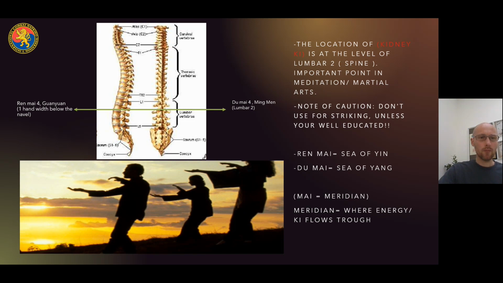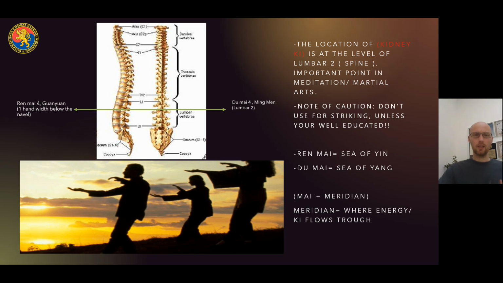When you see this line on the left part, it's located at Renmai 4, and when you put your hand on your navel, with your index finger on the navel like this, and you go under your pinky, then that's the location of Renmai 4. And we also got Dumai 4, that's on your back, and that's the Mingmen, and it's on the same level.